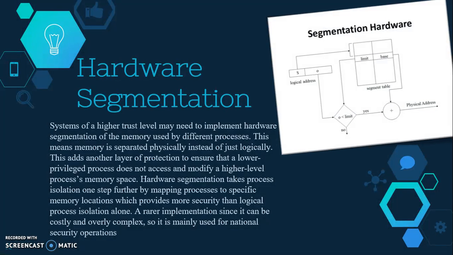Hardware segmentation. Systems of a higher trust level may need to implement hardware segmentation of the memory used by different processes. This means memory is separated physically instead of just logically. This adds another layer of protection to ensure that a lower privileged process does not access and modify a higher level process's memory space. Hardware segmentation takes process isolation one step further by mapping processes to specific memory locations, which provides more security than logical process isolation alone. A rare implementation since it can be costly and overly complex, so it is mainly used for national security operations.